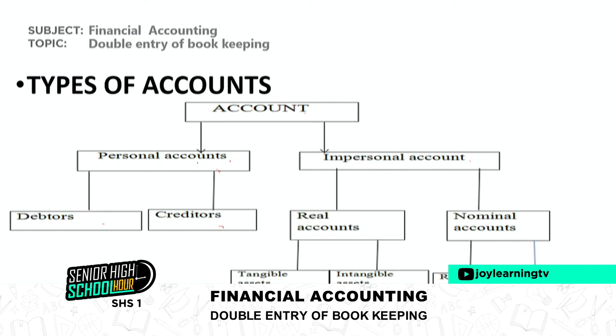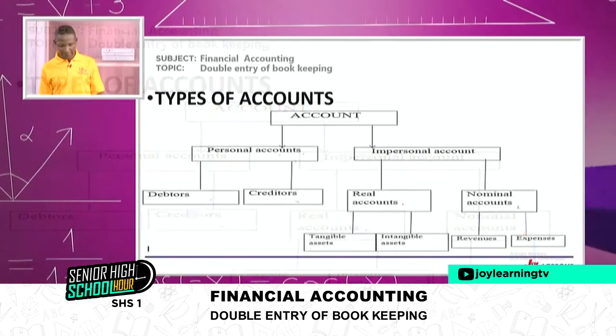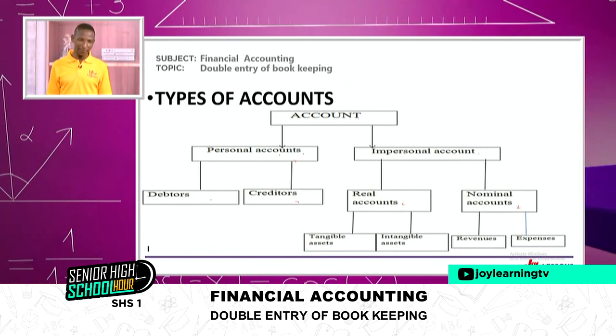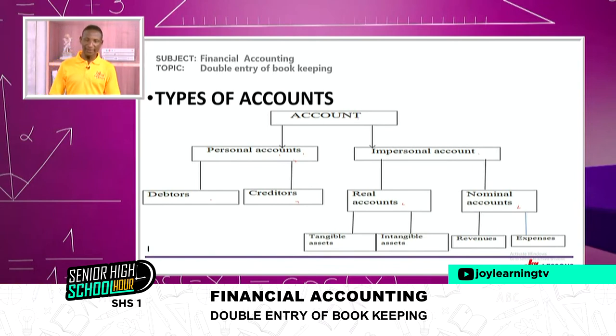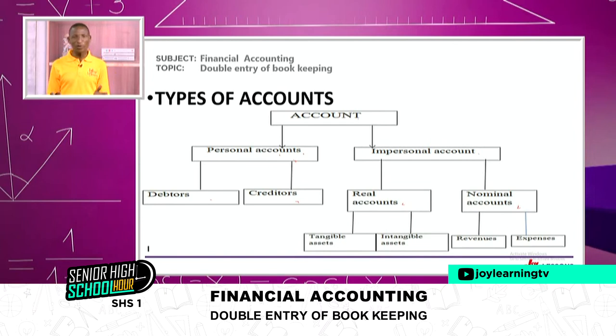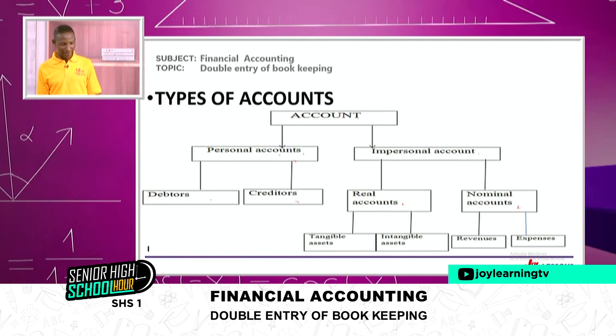Then we go to impersonal accounts, having two: real accounts and nominal accounts. Examples of real accounts can be tangible assets or intangible assets. We made mention of tangible assets: land and building, motor vehicle, fixtures and fittings, and what have you. Then the intangible: goodwill, trademark, copyright. They can be felt and touched. Then nominal, as we said, revenues and expenses. I hope once you follow and watch the channel, you will be glad to answer questions on this.